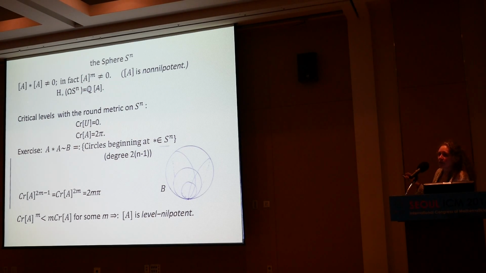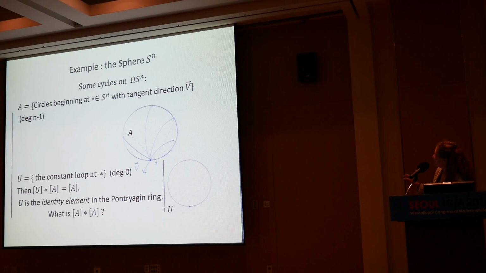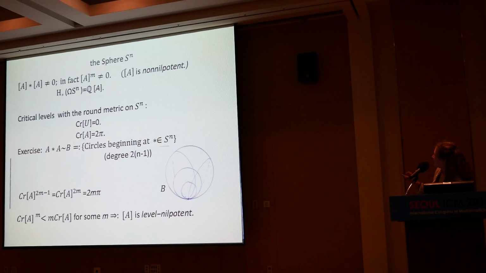Okay, so now what about the critical levels here? Well, the critical levels depend on the metric. This information does not depend on the metric, but the critical levels depend on the metric. I guess for any metric, the critical level of U is 0, right? It just consists of one loop with length 0. The critical level of A is 2 pi. I hope it's at least intuitively obvious that this collection of circles cannot be continuously deformed below the level 2 pi. So the critical level of A is 2 pi.